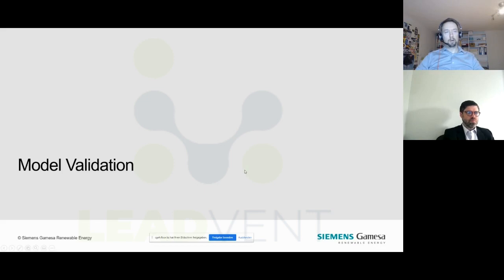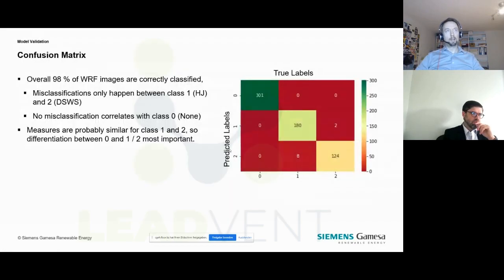Okay, now I want to speak about the model validation. At first, I want to speak about the quantitative approach. Typically in classification problems, you're creating the confusion matrix based on the test data. In the confusion matrix, you are presenting the true observations and the predictions of the model. And then the correct predictions are to be found on the diagonal line.